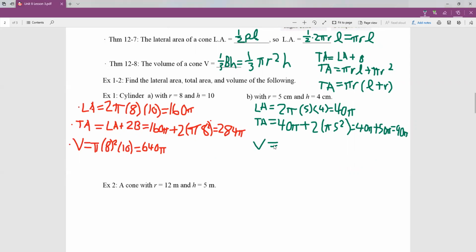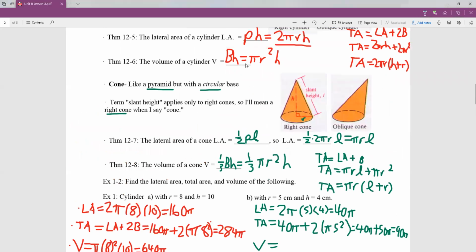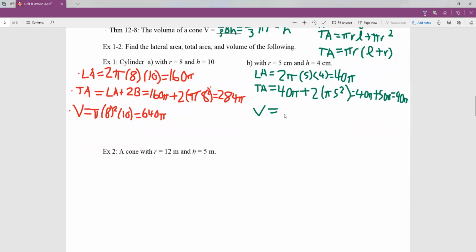Okay, like I'm serious, everyone. It's literally just this easy. You just take the formulas, you take these numbers, plug them into the formula. So pi r squared h, so 5 squared times the height, 4. So 25 times 4 is 100, so it is 100 pi. It's just that easy. Okay.